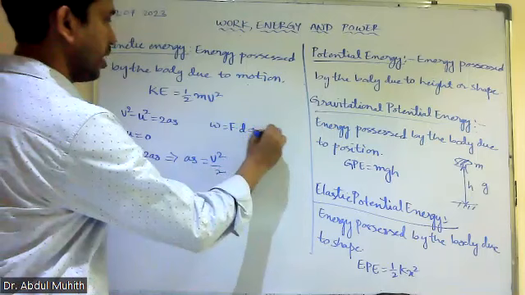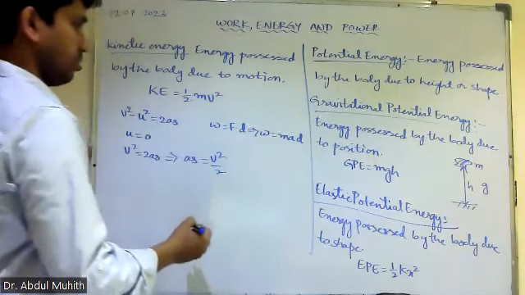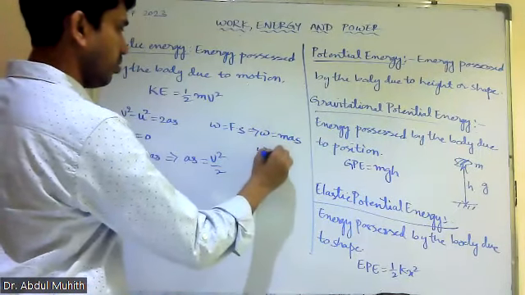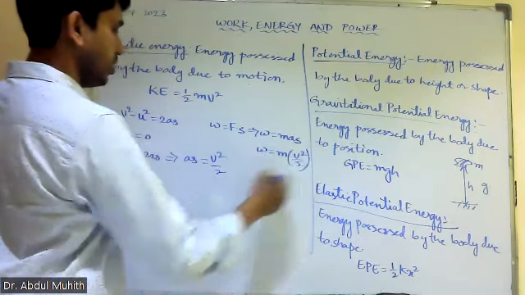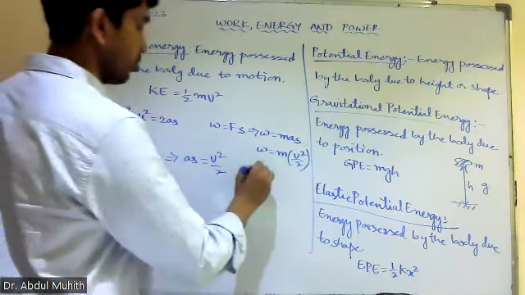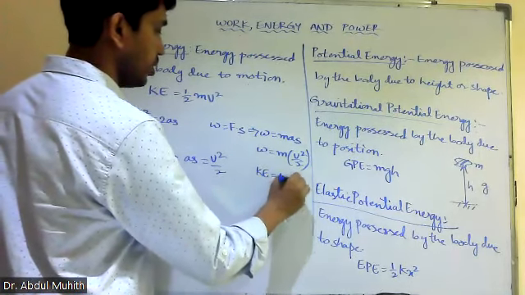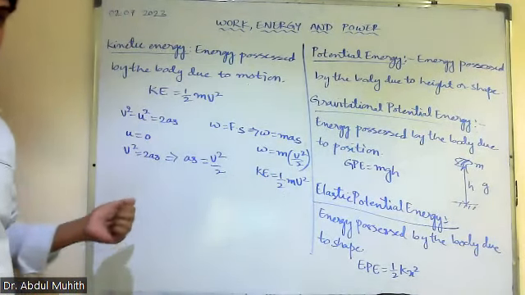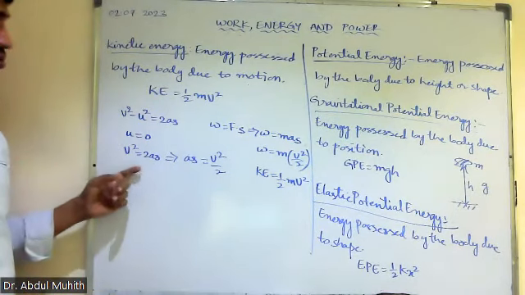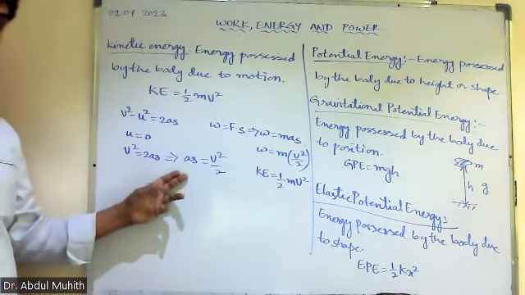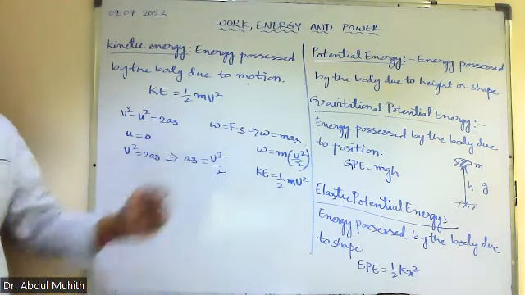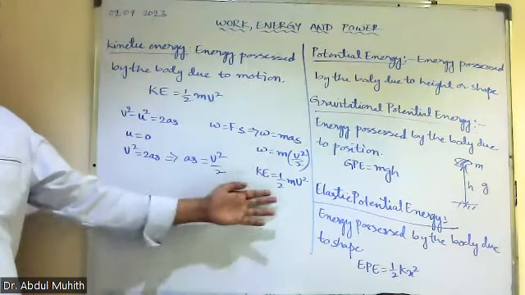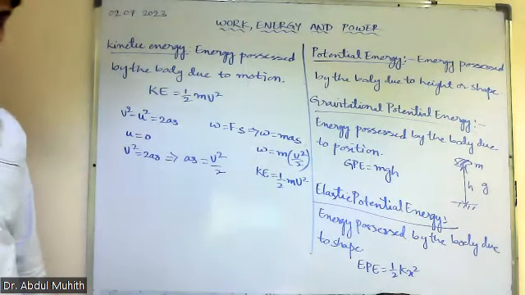So W equals m a into s, or m a s. So as is v square by 2, and W equals m into v square by 2. That is the reason we are getting half mv square. Got it? So kinetic energy equals half mv square. Once again, we have the formula v square minus u square equals 2as. If the initial velocity is 0, you get v square equals 2as. Cross multiply, as equals v square by 2. Work done is equal to force into displacement, which is m a s. M into v square by 2, we get half mv square. So that is how we got half mv square.